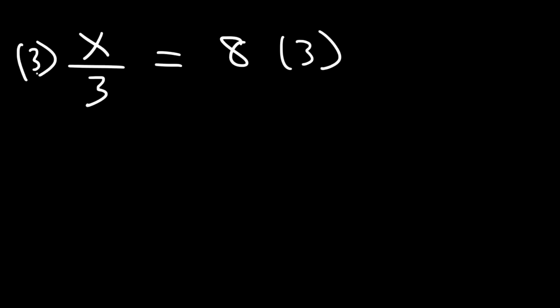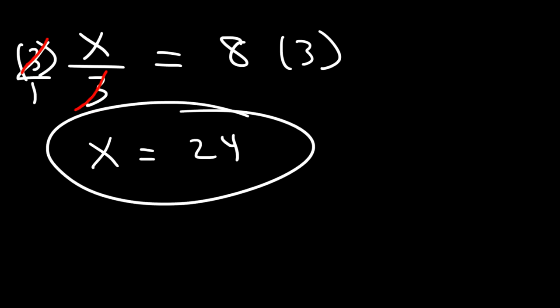So this is the same as 3 over 1. And so 3 times x is 3x. And 1 times 3 is 3. Or, if you prefer, you can simply just cancel the 3's. And so you just have x on the left side. On the right side, you have 8 times 3, which is 24. And so that's the answer.